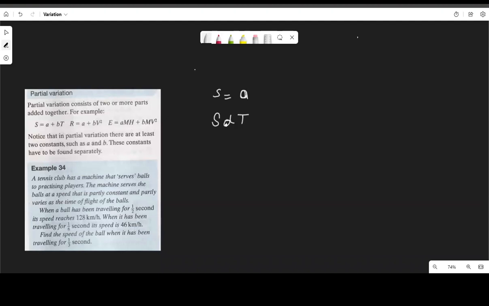So that when I remove the sign of variation, I will introduce a constant B in this case, so that S equals BT. So this is partly constant for the first statement, and then this partly varies directly. This is direct variation in this case. So by the time I add these two, I'll have an equation S equals A, for partly constant, plus BT, partly varies with. So this is an equation for the statements of partial variation.